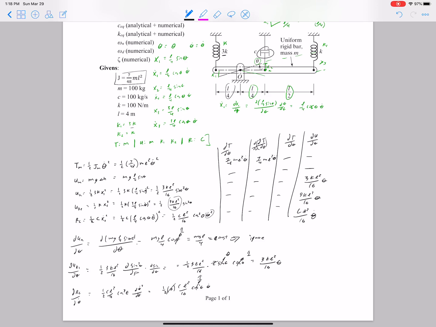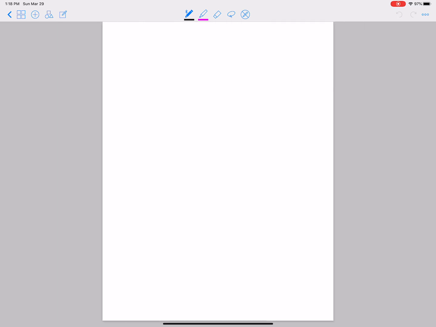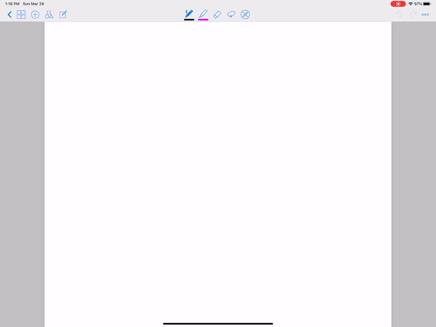That was tedious, but not hard. Now I'm running out of page, so I'll go to the next page. Now I can write my equations of motion. J theta double dot. Well, actually, that's not J at this point. Rookie mistake. This is 7/48 mL squared theta double dot plus cL squared over 16 theta dot plus 3kL squared over 16 plus 9kL squared over 16 theta is now equal to 0.